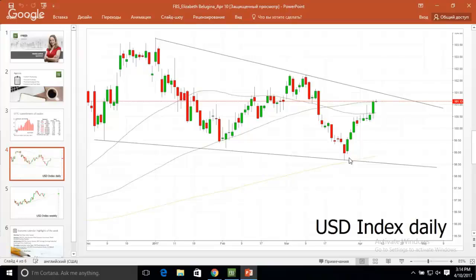The news from America were not only from this side. There were many political news. For example, House of Representatives Speaker Paul Ryan said that tax reform would take longer to accomplish than healthcare reform that actually failed in March. And of course, this was a source of concerns for the US dollar. We can see on the daily chart that there was a spike on Wednesday. And the market failed to close at the top of this spike on Wednesday.